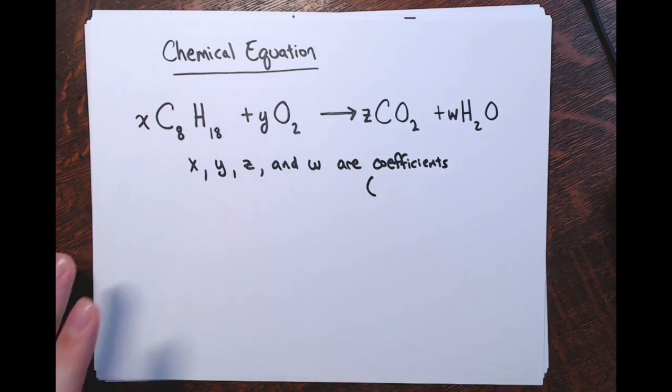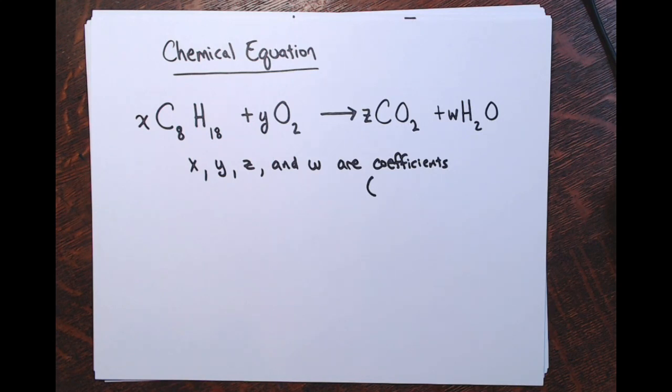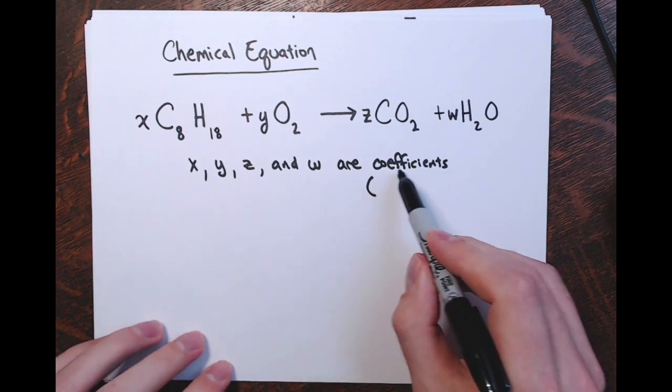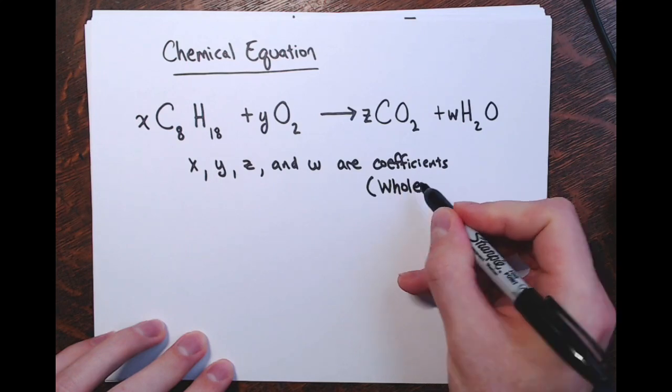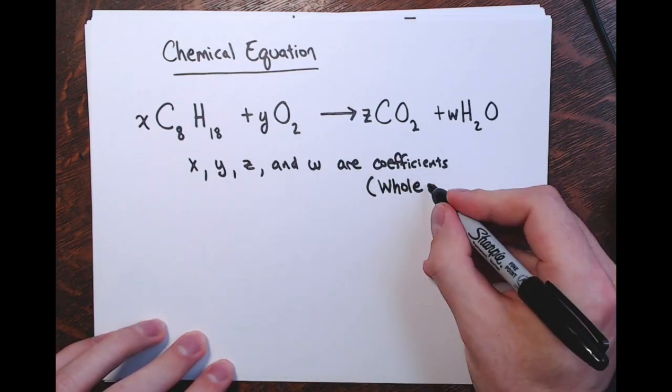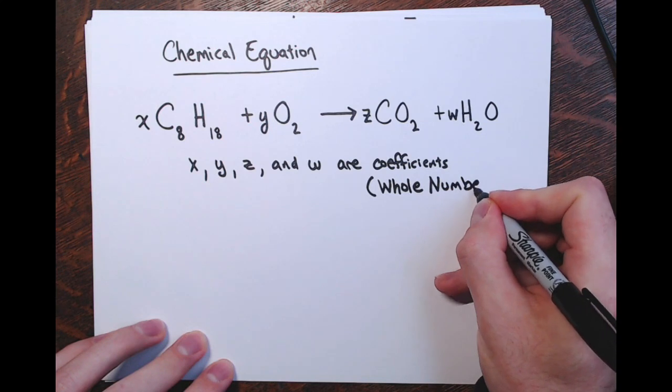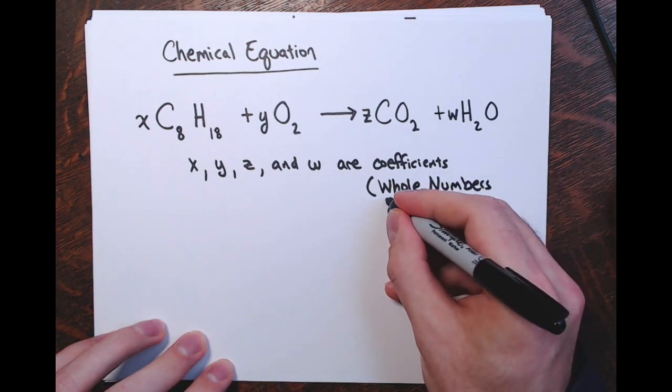And this is another key. They're numbers of molecules. You can't have half a molecule of something. You can't have 3/5 of a molecule of something. The coefficients have to be whole numbers because we're talking about numbers of molecules. Whole numbers of molecules, but the key being whole.